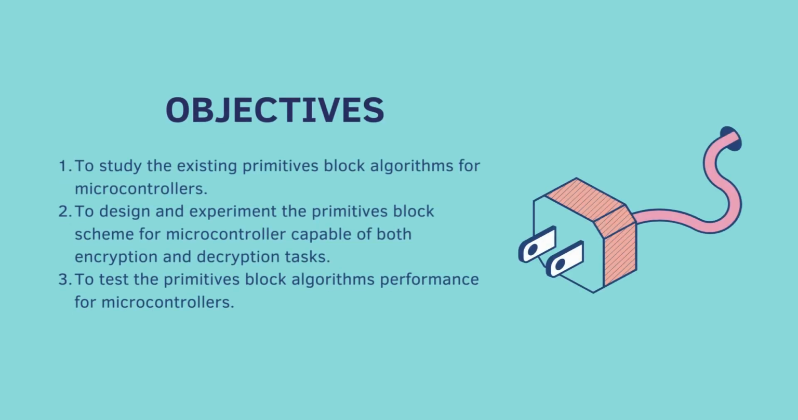So, what is the objective for this research? Similar to the solution, which is the step to obtain the objective. The first one is to study the existing primitive block algorithm for the microcontroller. The second one is to design and experiment the primitive block scheme for the microcontroller capable of both encryption and decryption tasks. And finally, to test the primitive block algorithm performance for the microcontroller.